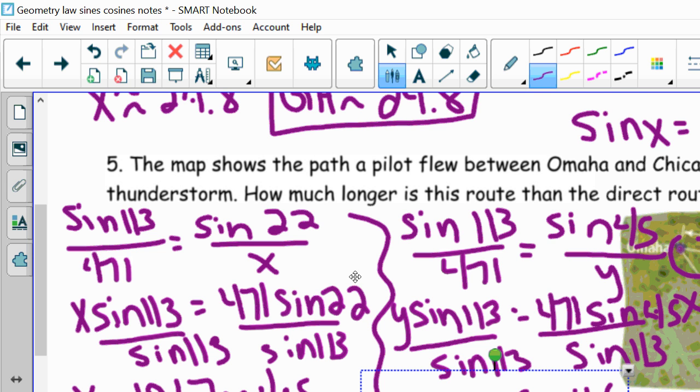So now I want to add those two together, right? And subtract it from the 471 because this is how much longer. So I'm going to do 471 minus 191.7 minus 361.8. And when we work all of that out, we get that this is approximately 82.5 miles longer. So to go around the thunderstorm, they had to fly approximately 82.5 miles further than they would have taken the direct route.